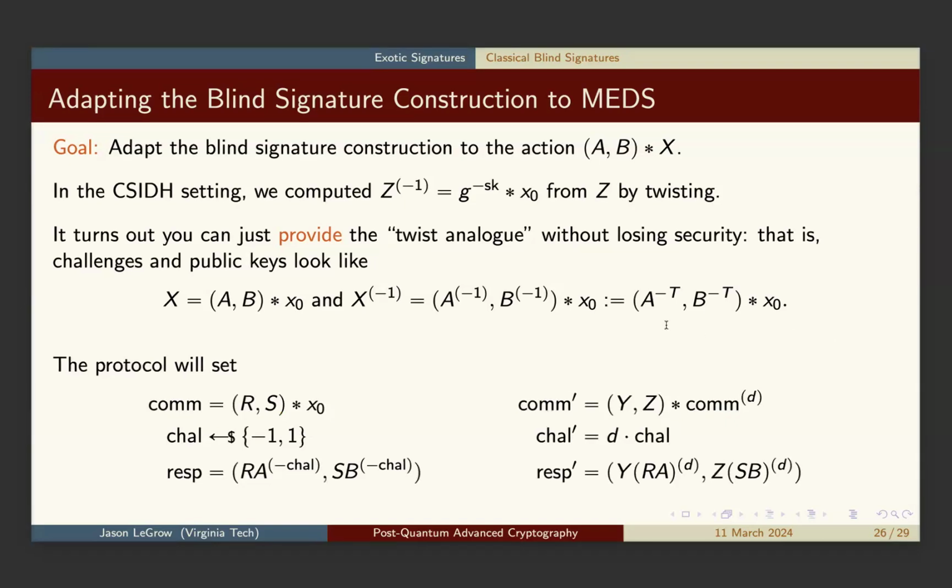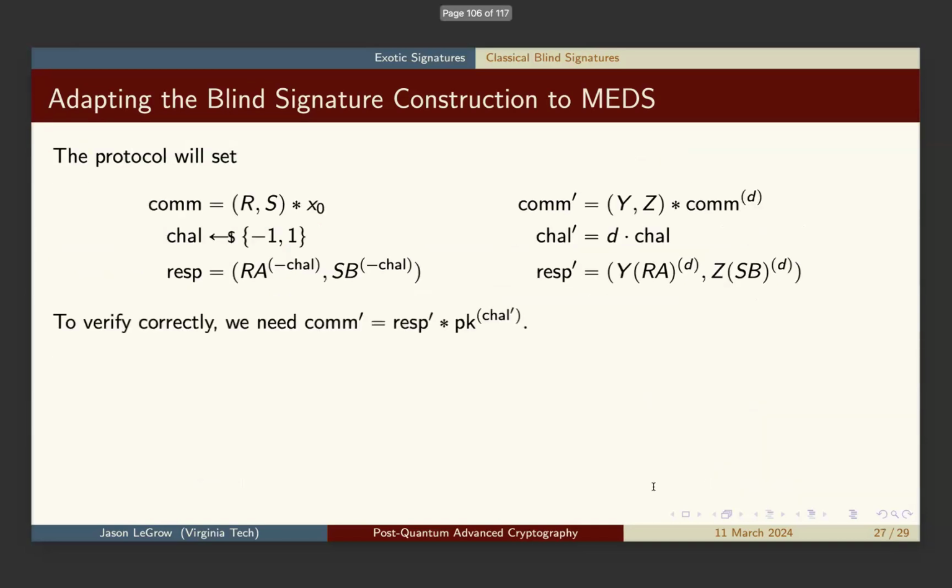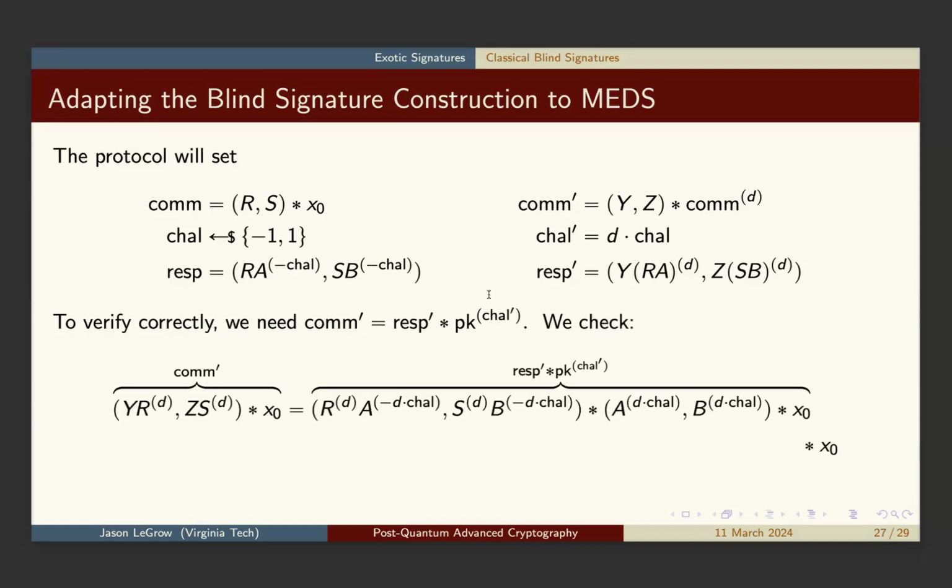So in the protocol, there's going to be some blinding. There's a twisting here, a blinding by a randomly chosen thing, and then the challenge and response are blinded in a similar way. In order to verify, we're going to need to satisfy this. This is like the fundamental equation of blind signatures. The blind commitment must be equal to the response acting on the public key to the power of the blind challenge. And then if you check the details, sorry, this looks like a big mess.